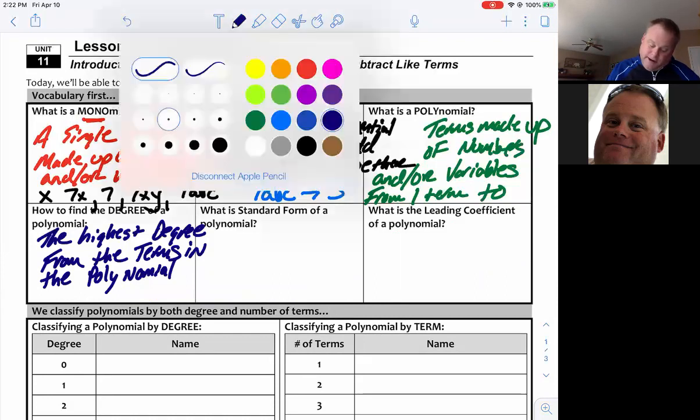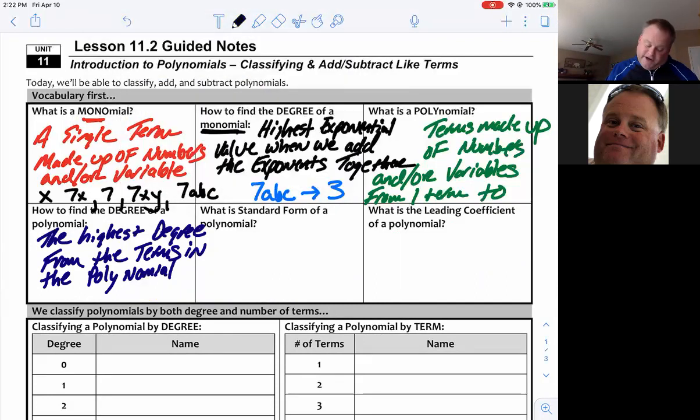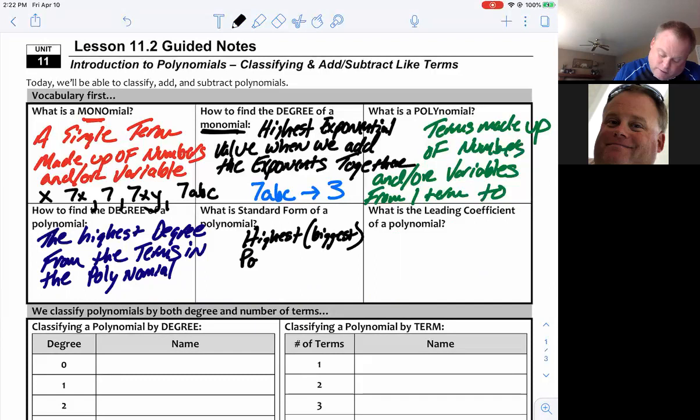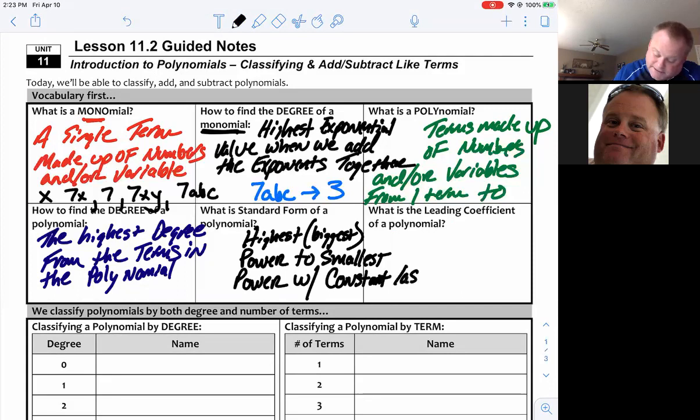Okay, now it says, what is standard form of a polynomial? The standard form of a polynomial is highest, or biggest, power to smallest power, with a constant last. Okay, with the constant last.